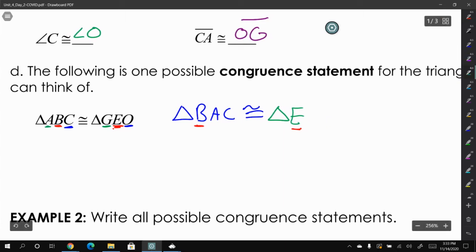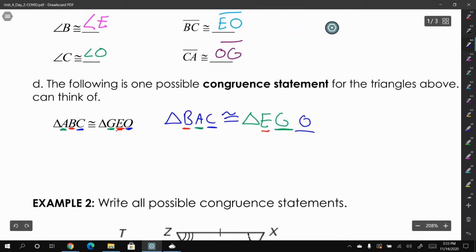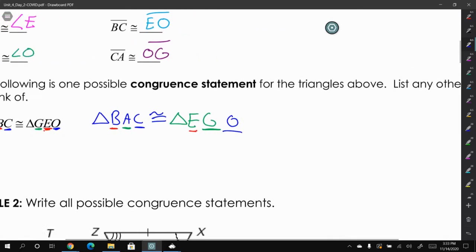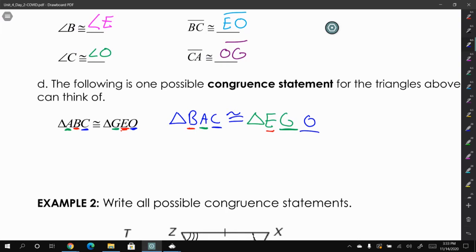Then we have A is next. Well, A is corresponding with G, so G must come next in my statement. And then finally, we have C, which corresponds with O. So this is another congruent statement. List any others you can think of. There are a total of 6.